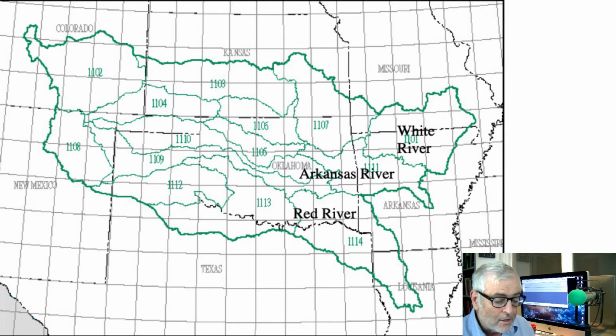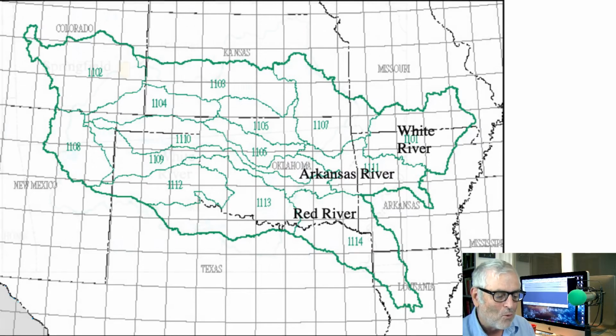The Red River, on the other hand, is the dividing line, the state line between southern Oklahoma and northern Texas. You can see it on here. It's a state line, and you can see where it meanders across there. So that's the Red River down here in the south. The Arkansas is in the middle, and the White is up in the northeastern corner of this hydrologic unit.